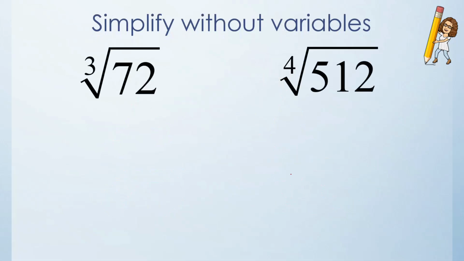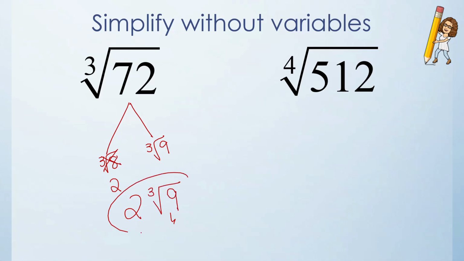Let's try a couple more. Cube root of 72. Again, I'm looking through that perfect cube column, trying to find a number that goes into 72 easily. 27 doesn't go. It's got to just be 8 again, right? So I'm going to show my breakdown. Cube root of 8 times the cube root of 9, because 9 times 8 is 72, right? Cube root of 8 is 2. So our final answer would be 2 times the cube root of 9.